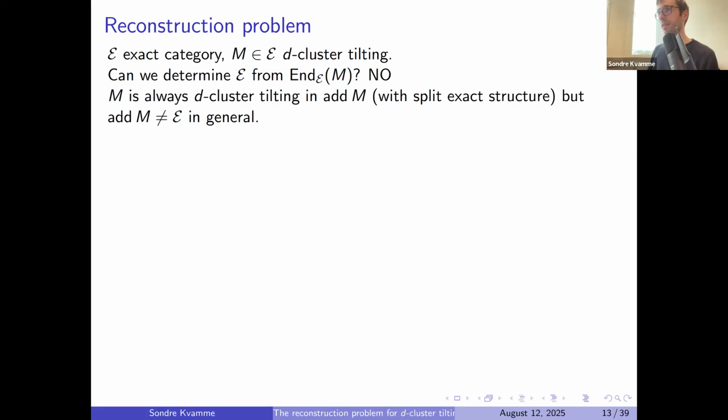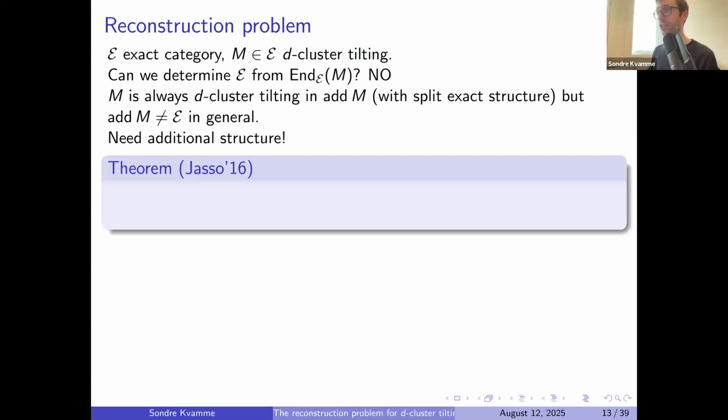Of course, the issue with this question is that an exact category is not just any additive category. It's an additive category endowed with an additional structure. So somehow, to be able to recover that from M, we need to also endow M with an additional structure. So we need additional structure. And luckily there is such a structure that exists in the literature. And this is due to a definition and a theorem by Gustavo Jasso from 2016.